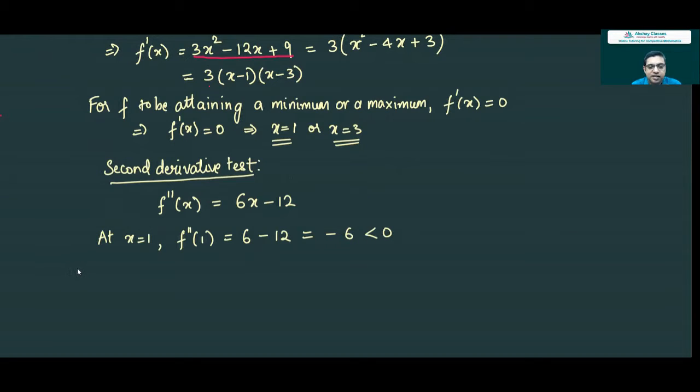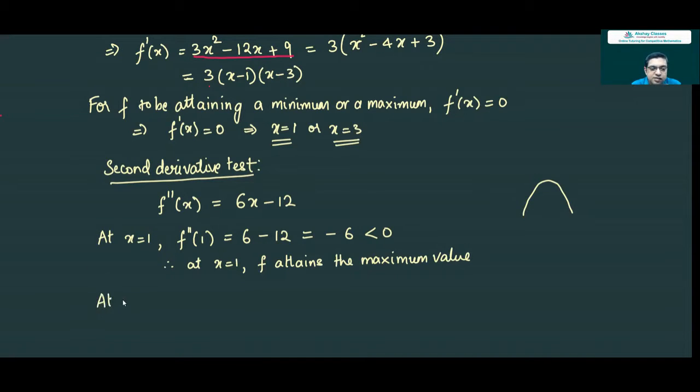The second derivative is negative. Therefore, at x equal to 1, f attains the maximum value. Because when the second derivative is negative, remember, the curvature will be convex. That means this point will be the point of maximum.